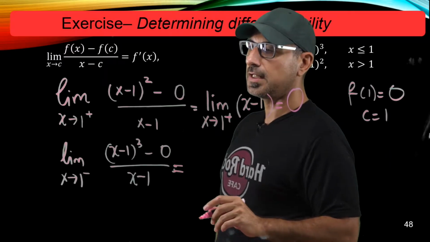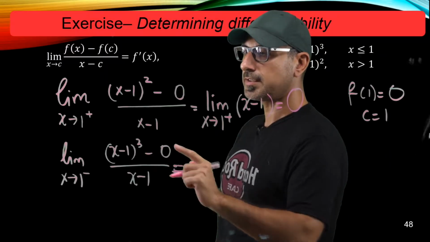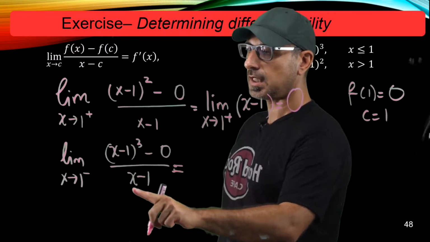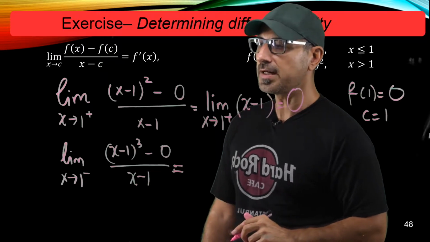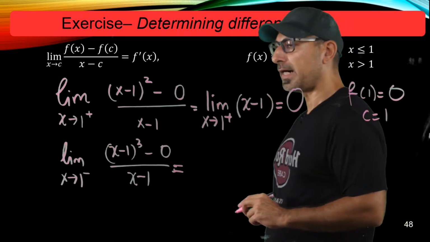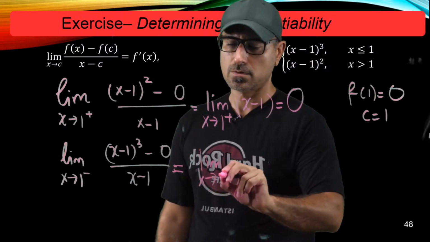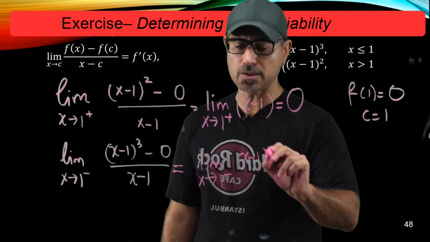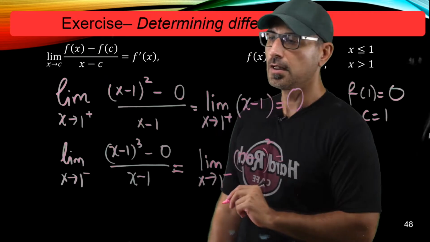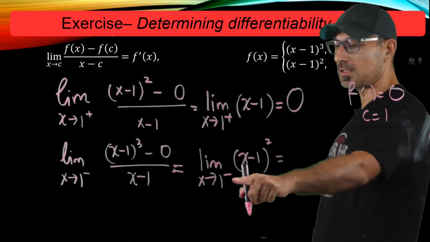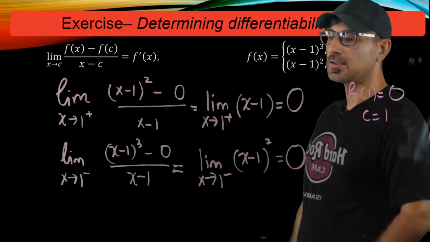And for the left limit, we're going to apply essentially the same type of algebra. So x minus 1 is a common factor at the top and the bottom. Dividing top and bottom by x minus 1 yields (x minus 1) squared. And at this moment, the limit is the function evaluation. So plugging in 1 for x, we get 0.